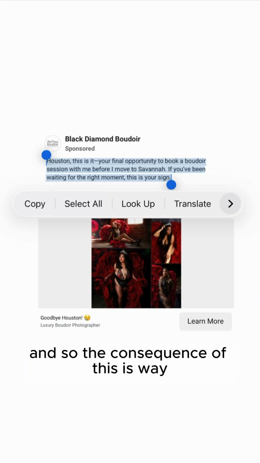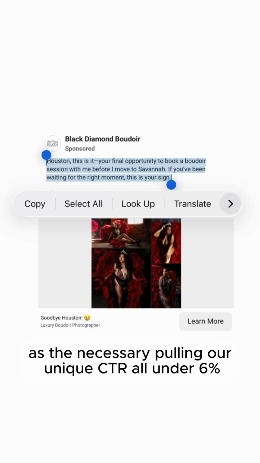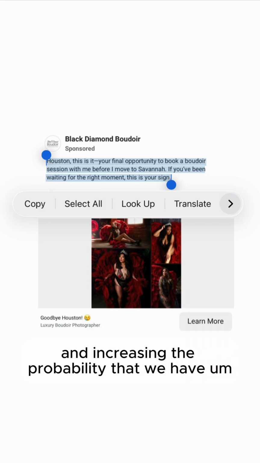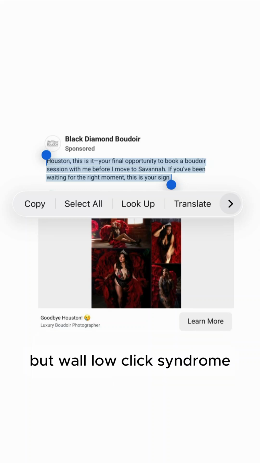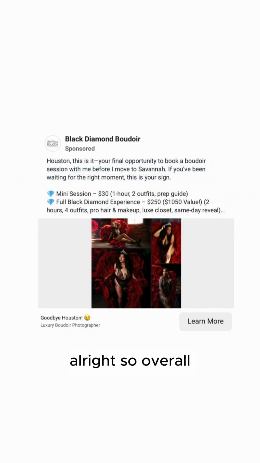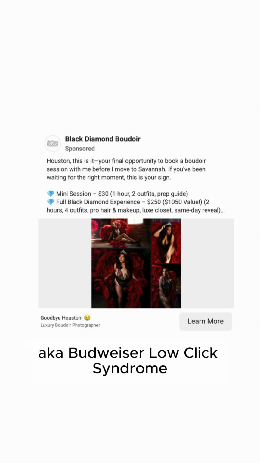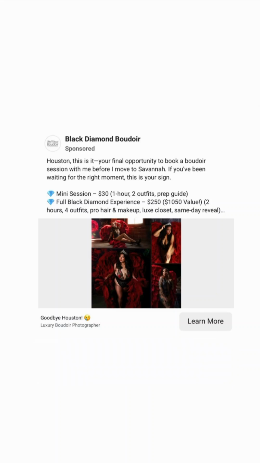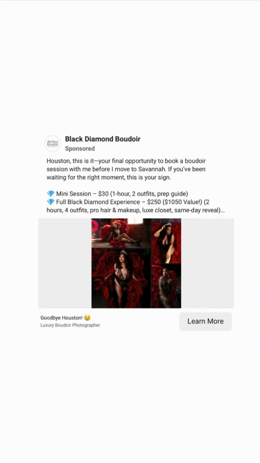And so the consequence of this is way more women are going to be scrolling by our ads than necessary, pulling our unique CTR under 6% and increasing the probability that we have BLCS, Boudoir low click syndrome. All right, so overall, do I believe this Boudoir Facebook ad has BLCS, aka Boudoir low click syndrome, and has unique CTR under 6%? Yes, I believe this is definitely a BLCS candidate.